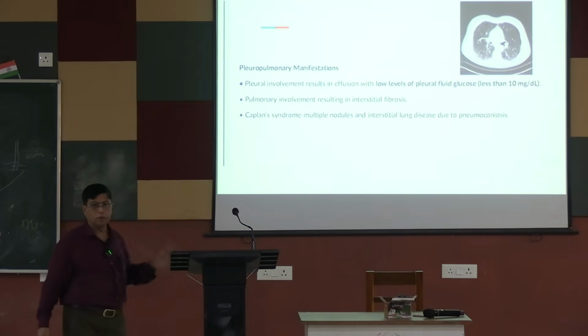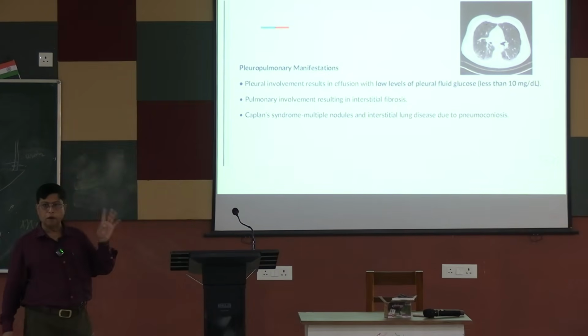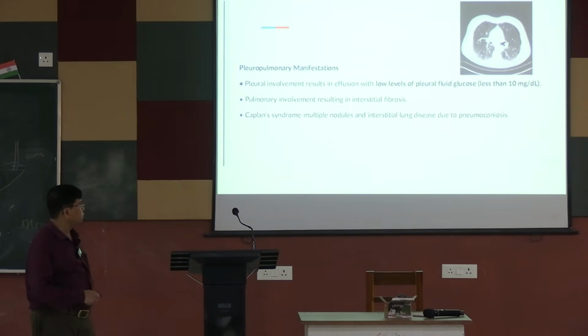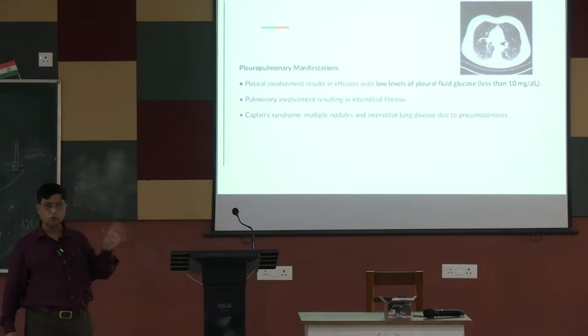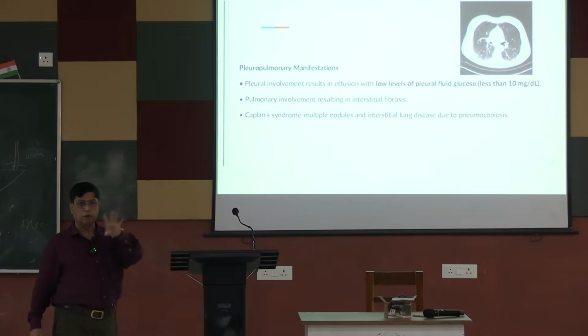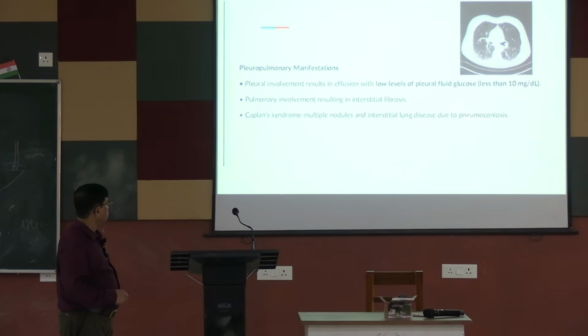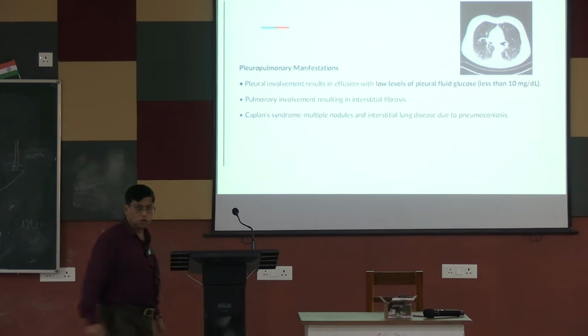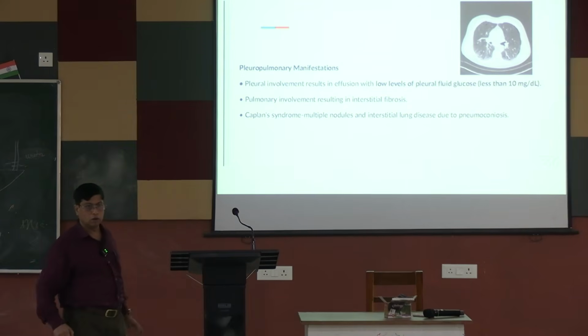Caplan syndrome. You should know that Caplan syndrome is when there is rheumatoid arthritis with features of environmental lung disease like pneumoconiosis, because these combinations occur. That's why it is called Caplan syndrome. The patient has rheumatoid arthritis with some environmental lung disease like pneumoconiosis or silicosis. Silicosis is also important.